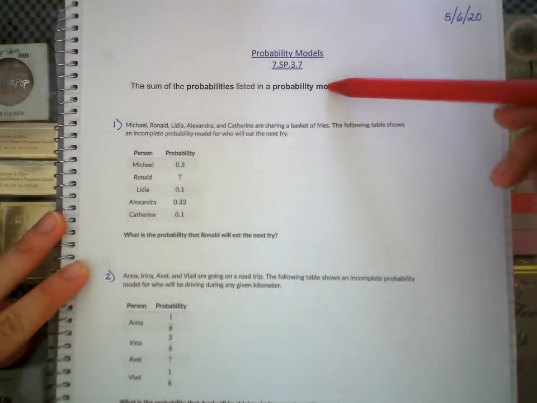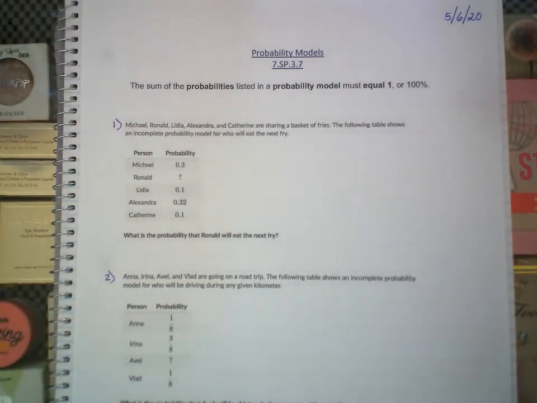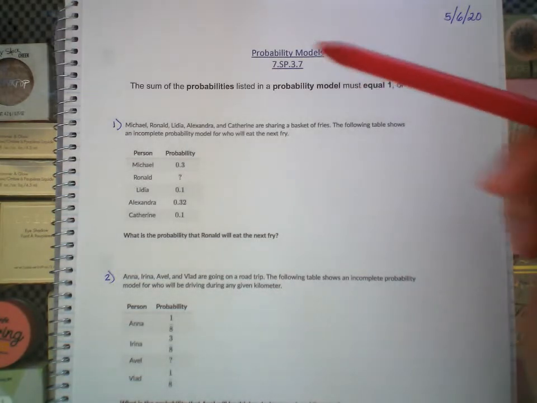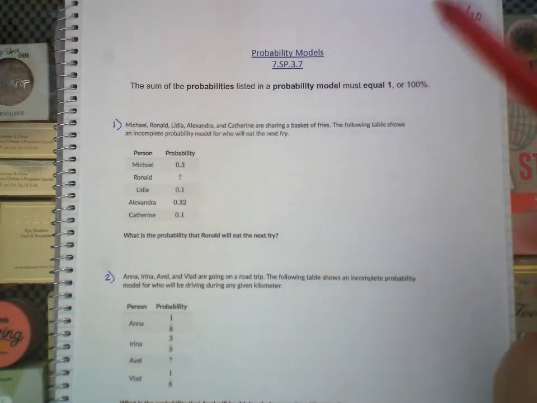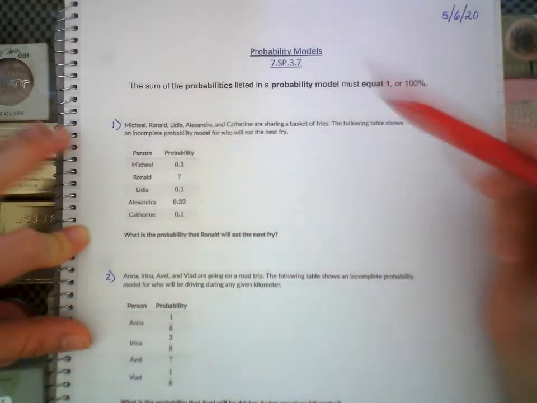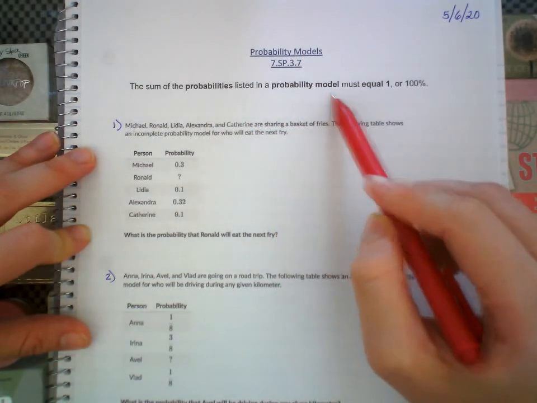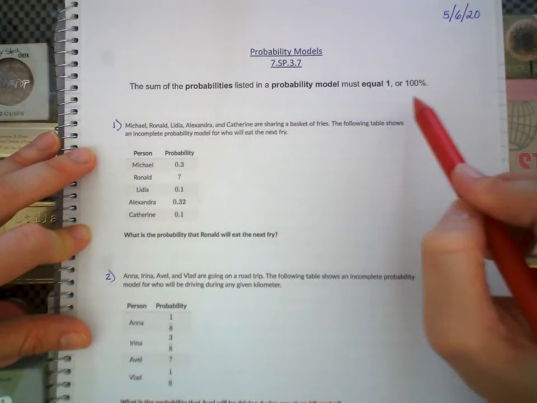Okay, today we are learning about probability models. The last video we were talking about making predictions using probability. This time we're talking about making probability models. Sounds scary? It's not scary at all. There's literally one fact you need to know, and then you're good to go, and we're just going to practice. So, what is that one fact? That one fact is the sum of the probabilities listed in a probability model must equal 1 or 100%.